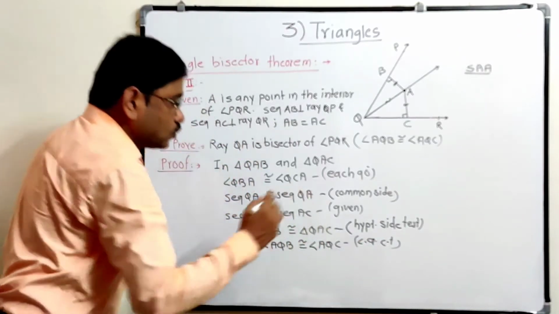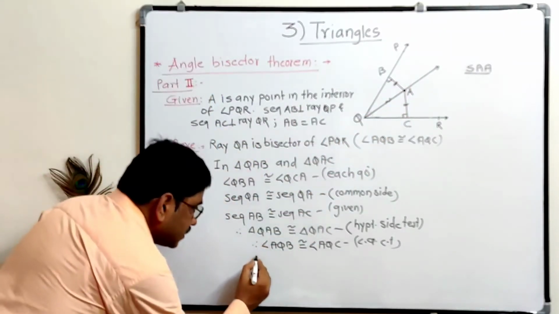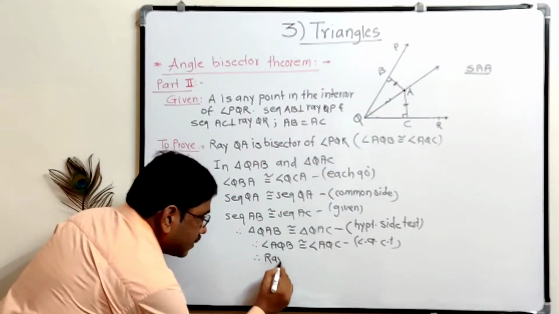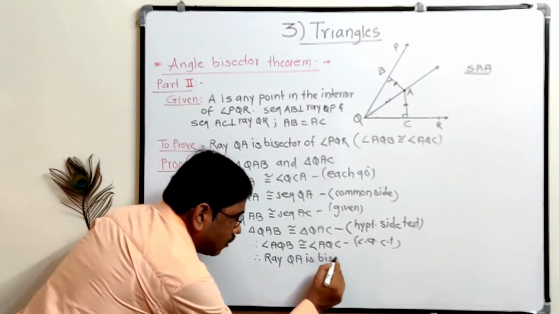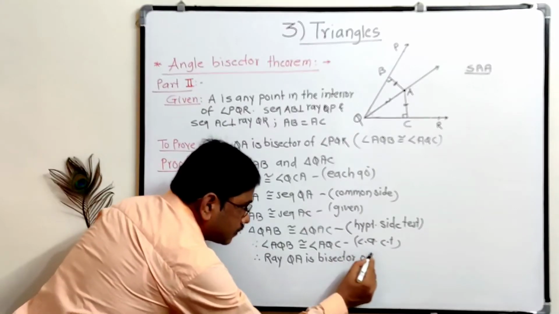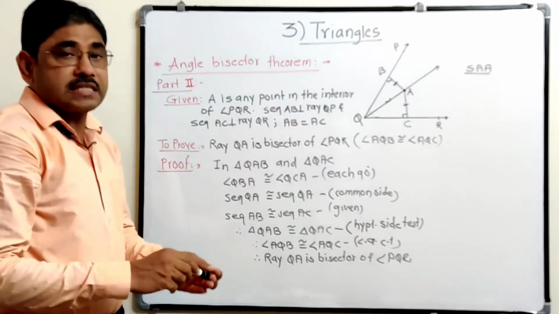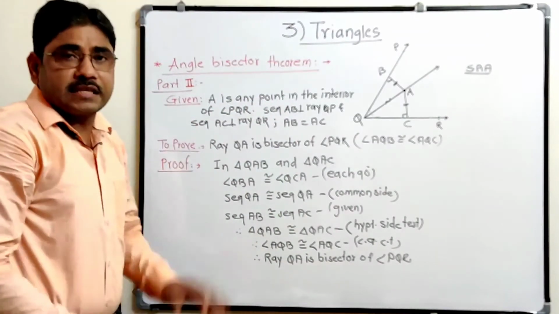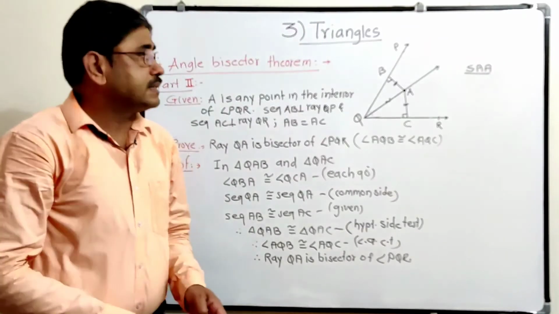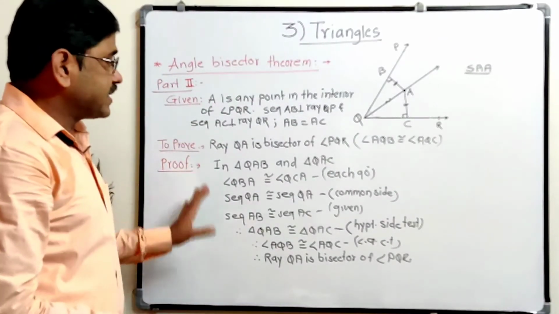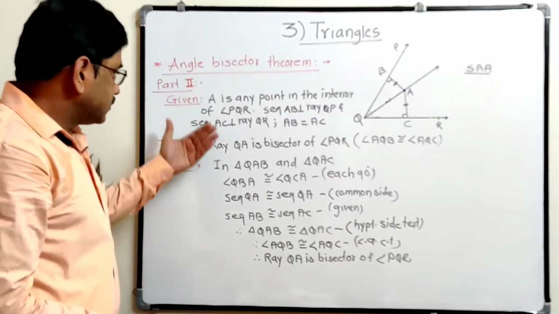And if these two angles are congruent, then ray QA is the bisector of angle PQR. So in this way we can prove the second part of that angle bisector theorem. So the first theorem we studied was the perpendicular bisector theorem. The second theorem is the angle bisector theorem. This proof is also not given in your textbook. We have to write that proof.